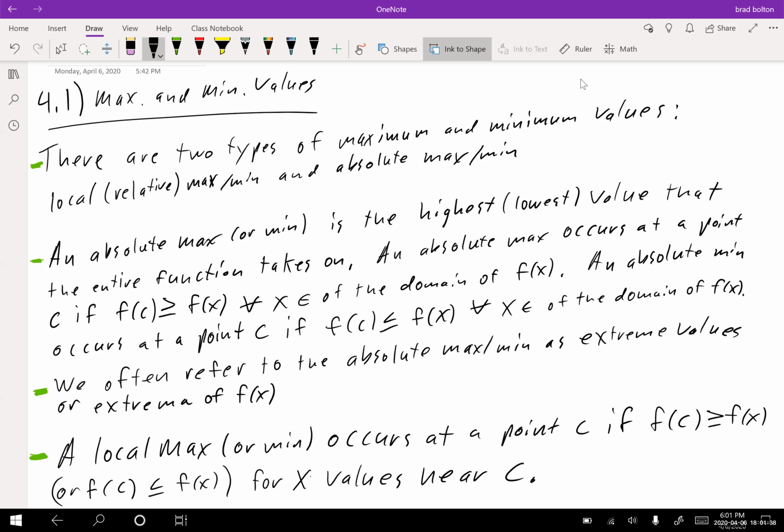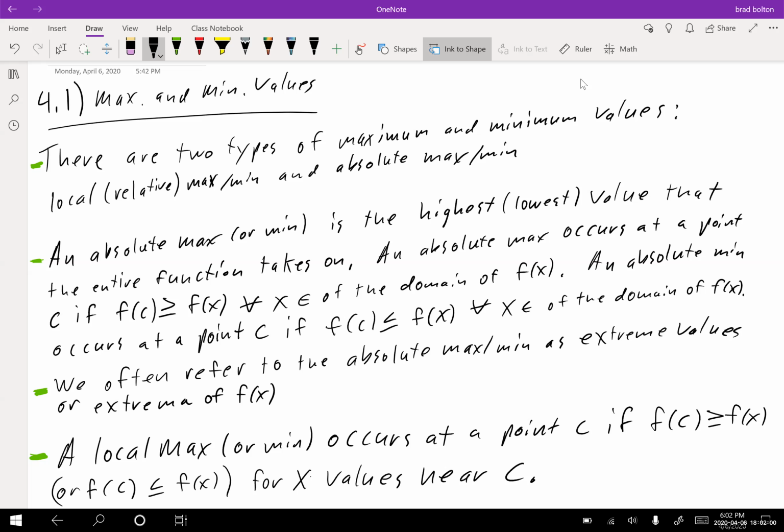So basically what this is saying is if there's some c that you plug into the function f, and it will always be bigger than or equal to any other x you could plug into f in the domain, then you call that an absolute max. It is the highest point on the graph, okay, of your function. Same thing with the min, but just from the other angle.